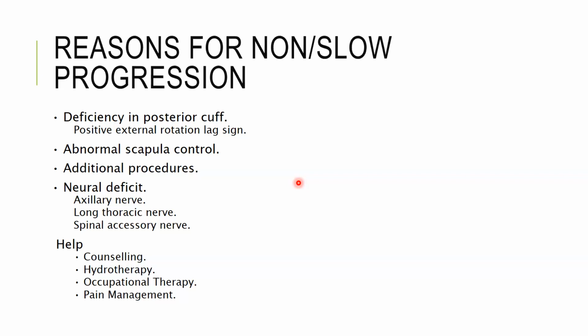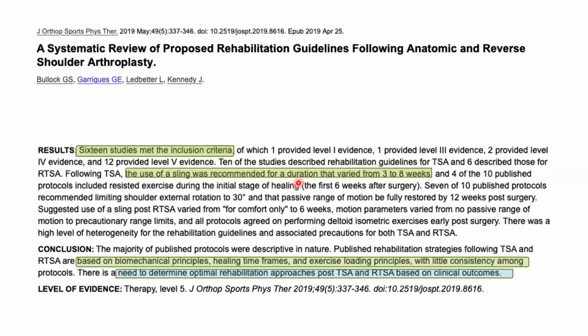Sometimes the patient has been having abnormal scapular control even before the surgery for a very long period, and now to try and get the exercise back is difficult. Any additional concomitant procedures that are done, or any neural deficit in terms of axillary, long thoracic or spinal accessory, can also slow progress. They can be helped with good counseling, maybe hydrotherapy for regaining mobility and pain control. Occupational therapy is to get their daily routine work done.